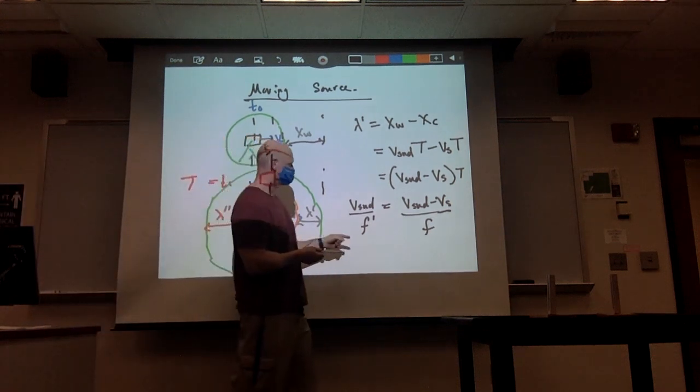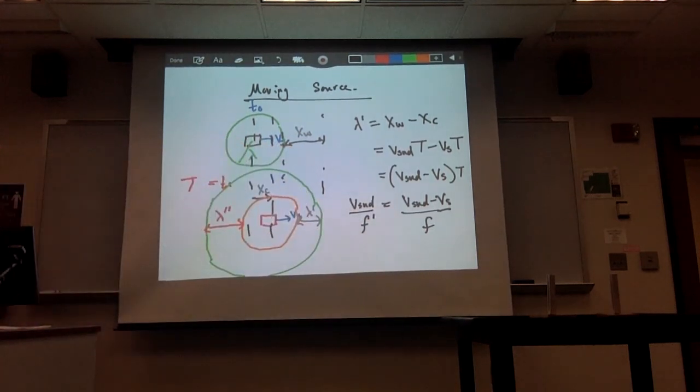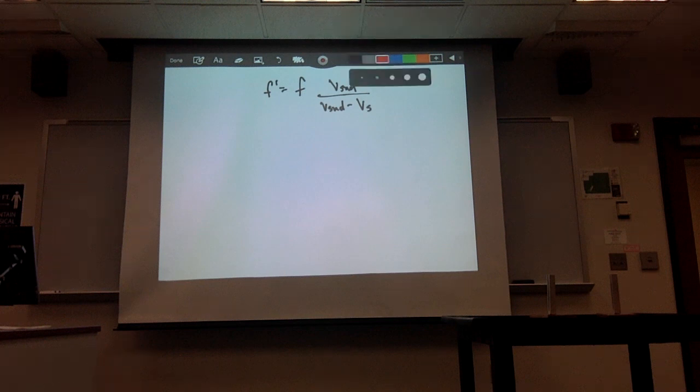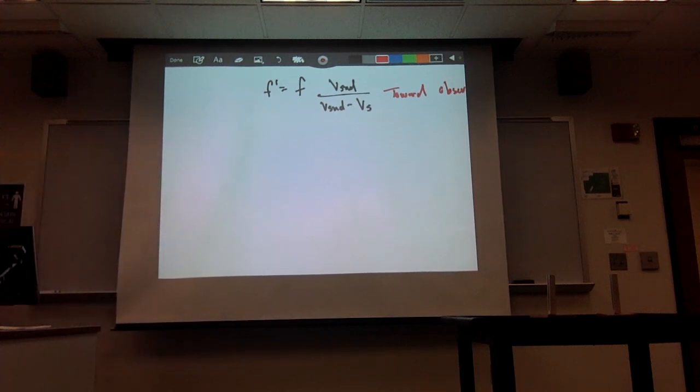Now, let me cross multiply. So I'm going to bring this term over here, divide this guy over here, bring that term to the other side. So what I finally get then is, by this logic, the apparent frequency is equal to the frequency times the speed of sound divided by the speed of sound minus the speed of the source. So this is when the source is moving toward the observer. This is my apparent frequency which I hear when my source is moving toward my observer.